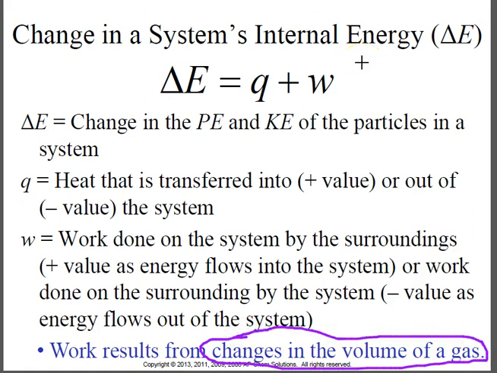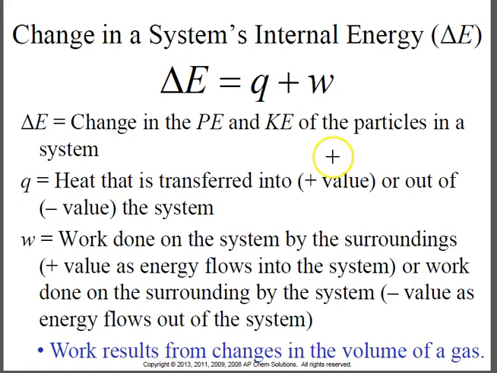So a lot of times we'll work with gases at a constant volume, and so we won't even consider this W. Or we may have a system where we're not working with gases at all. So again, W would not be considered. However, if we have gases in the system and they expand or contract, we'll need to consider this work value. And we'll look at how to calculate it.